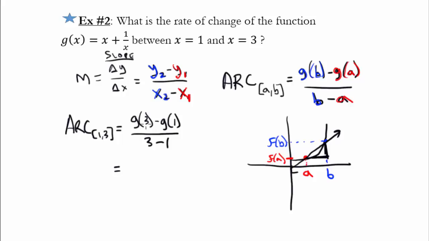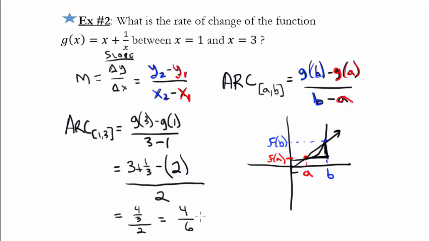Okay, so g of 3, if I plug in, is 3 plus 1/3. Let's just write that out. It's 3 plus 1/3 minus g of 1, which is 1 plus 1 over 1, which is 2, right? Minus 2, all over 3 minus 1, which is 2. We can keep going, so that's going to equal 3 minus 2 is just 1, so 1 plus 1/3 is 4/3, all over 2, okay? Which is the same thing as 4/6, which is the same thing as 2/3. So the average rate of change of this function between x equals 1 and x equals 3 is 2/3.